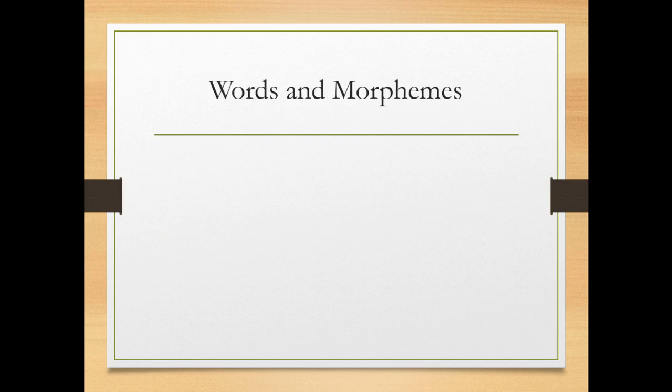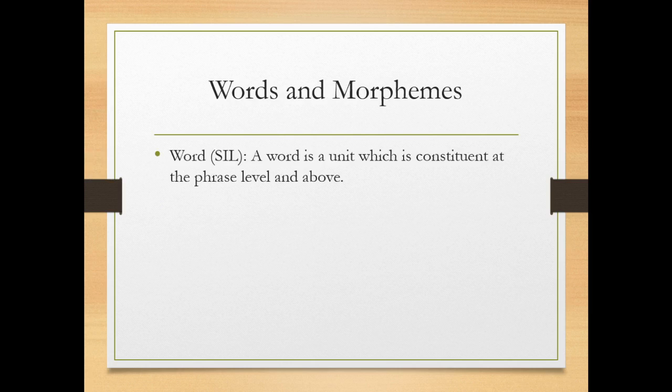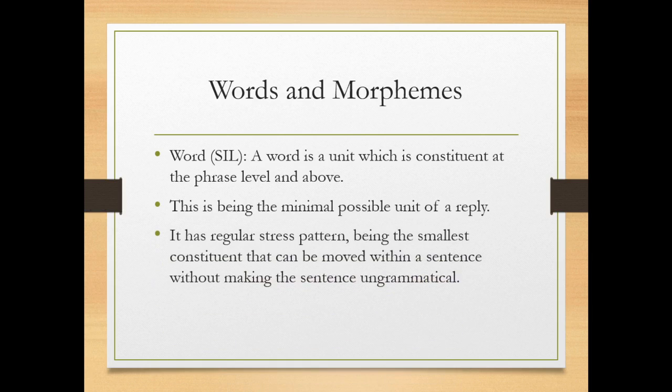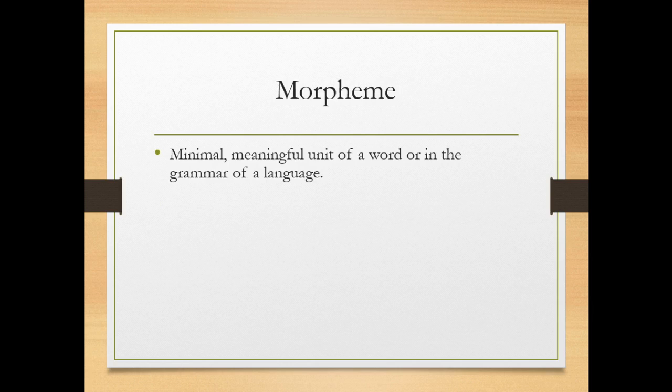First, what is morpheme and what is word? Let's discuss. A word is a unit which is constituent at the phrase level and above. This is being the minimal possible unit of a reply. It has regular stress patterns, being the smallest constituent that can be moved within a sentence without making the sentence ungrammatical. Let's discuss what is morpheme.